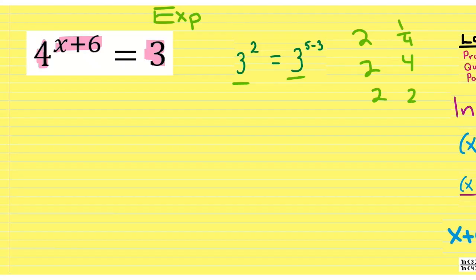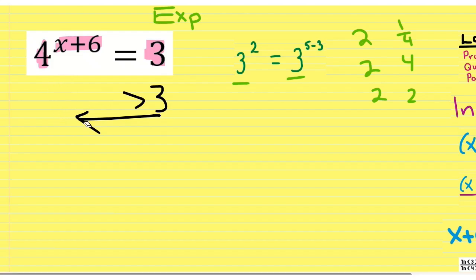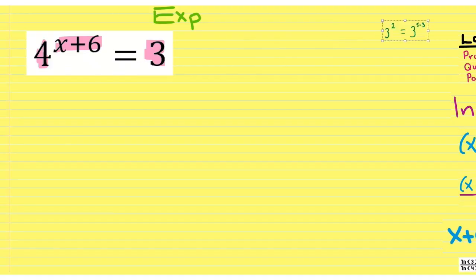But this one right here, this is a 4 and a 3. Am I ever going to be able to get that 4 to turn into a 3 or that 3 to turn into a 4? No, there's literally no way, not without involving fractions or decimals or something weird like that. So we are going to do something different. Remember, I mentioned to you about the natural logs. This is where we're going to employ the natural logs because we cannot make these bases the same. We are going to take the natural log of both sides.